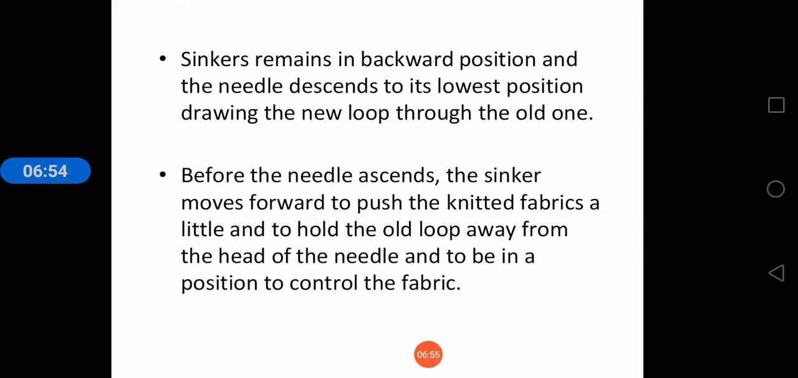The sinker remains in the backward position and the needle descends to its lowest position, drawing the new loop through the old one. Before the needle ascends, the sinker moves forward to push the knitted fabric a little, to hold the old loop away from the head of the needle, and to be in a position to control the fabric.